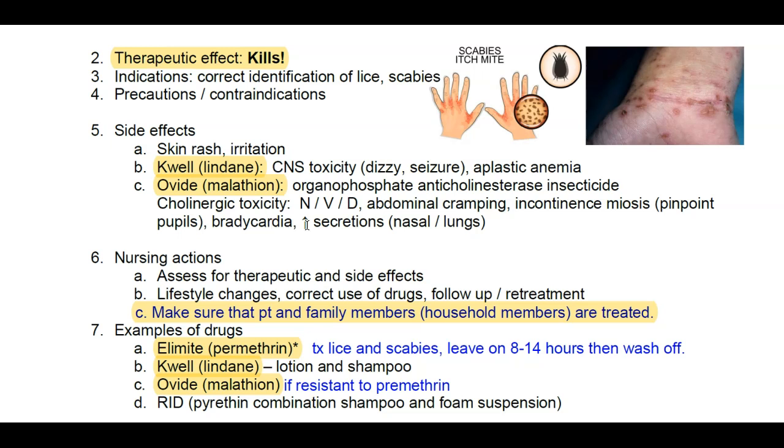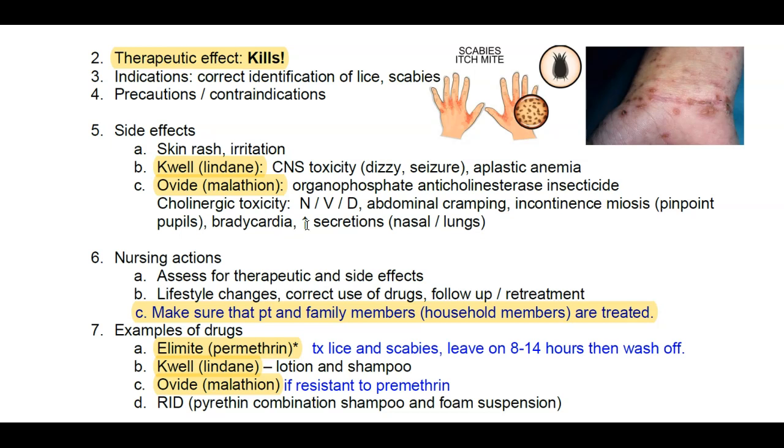Examples of drugs under this class that treat lice and scabies is your permethrin. So permethrin treats lice and scabies, and so we just need to make sure that they stay on. So the product needs to stay on that area or areas for about 8 to 14 hours, and then we wash it off. Lindane or Quell is a lotion or shampoo, and malathion.